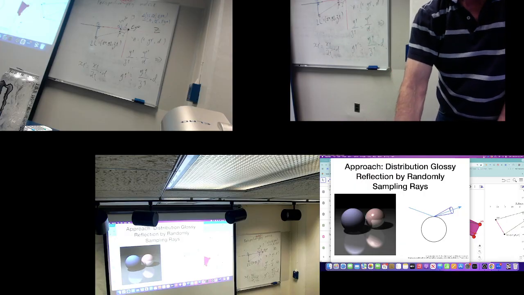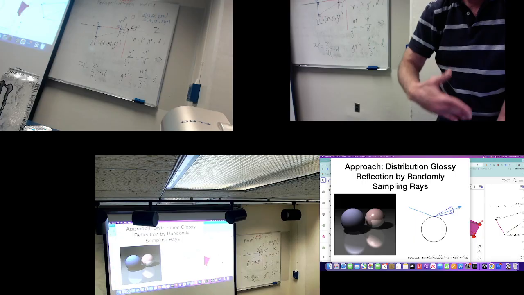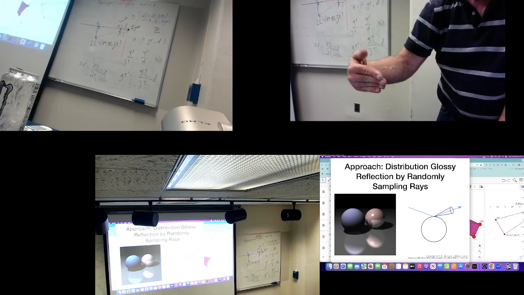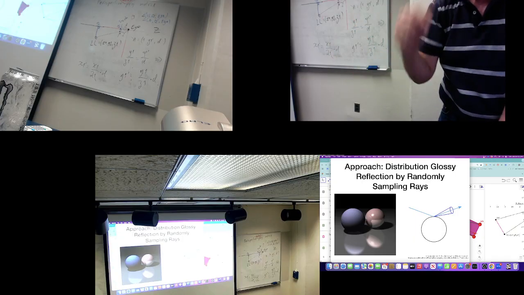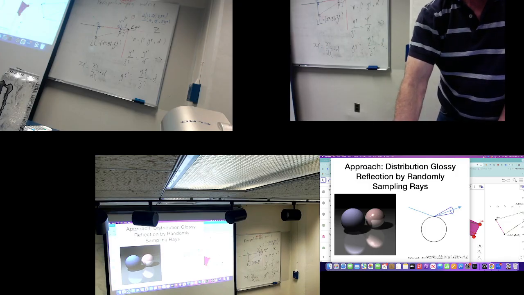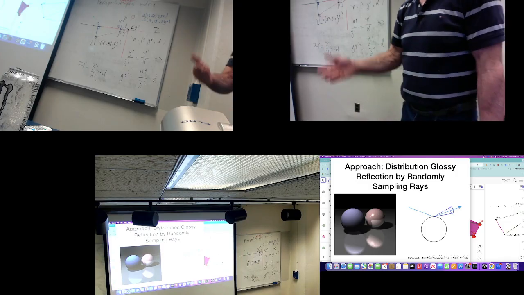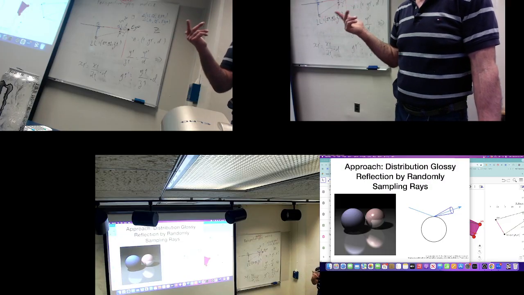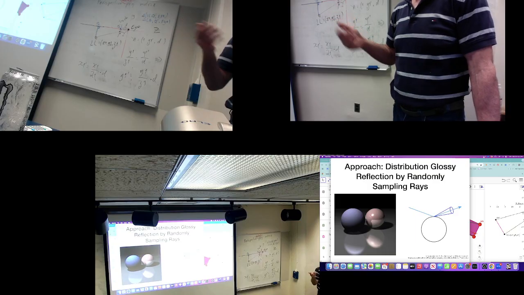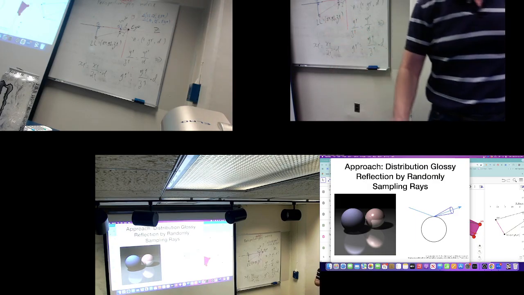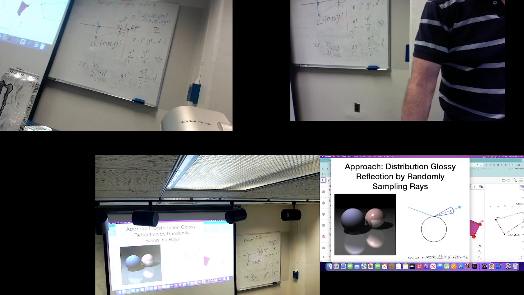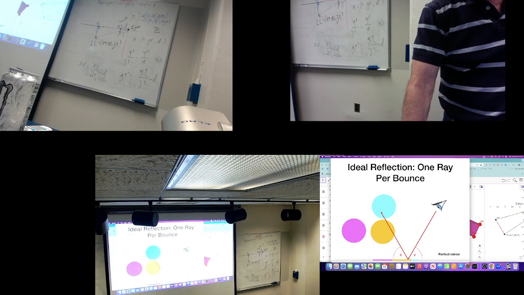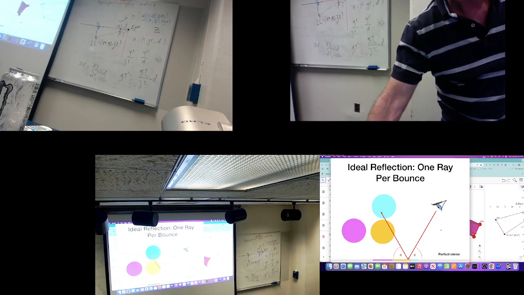So I don't want to shoot many rays, but for the few rays that I do shoot, I don't necessarily know to which directions. People that took algorithms with me know my general mantra: if I don't know what to do, pick a random direction. That's essentially what we're going to do. Random doesn't mean uniformly distributed, but it still means I'm going to throw some points. So again, ideal reflection, one ray per bounce.